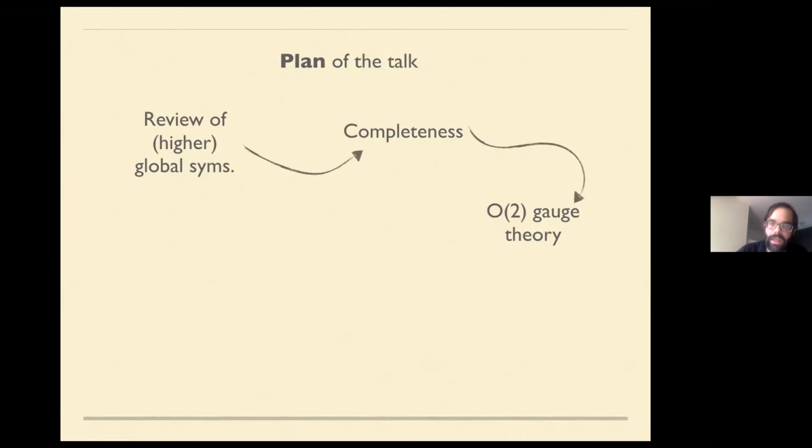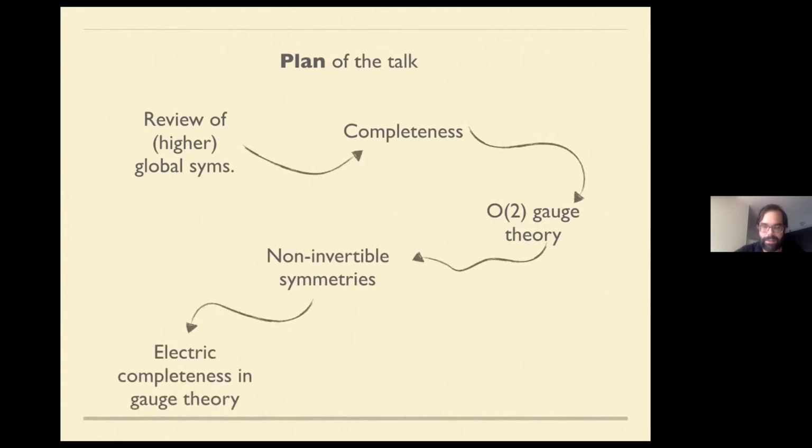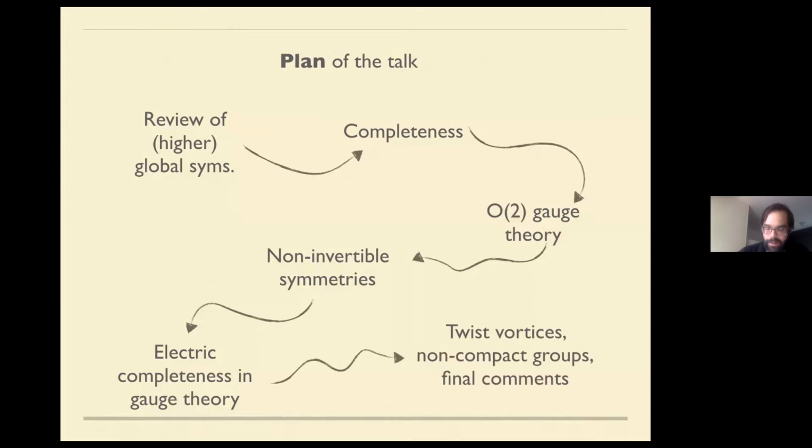And thinking about the O2 gauge theory is going to lead us to introduce a new notion, a generalization of the idea of global symmetry, that of non-invertible global symmetries. And actually the main thing that we're going to be able to prove is that in a particular setup, for a particular set of symmetries, demanding that there are no non-invertible global symmetries is the same as requiring that the spectrum is complete in a certain sense. So that's the main course of the talk. And then I'll end with some additional comments and limitations to the statement that we proved originally. Okay. So this is the basic idea.